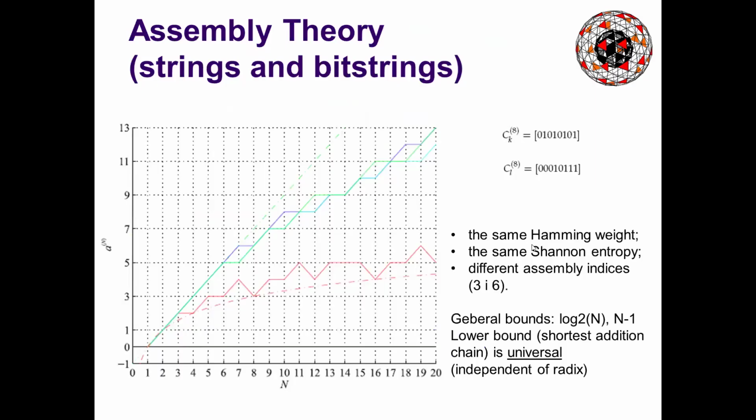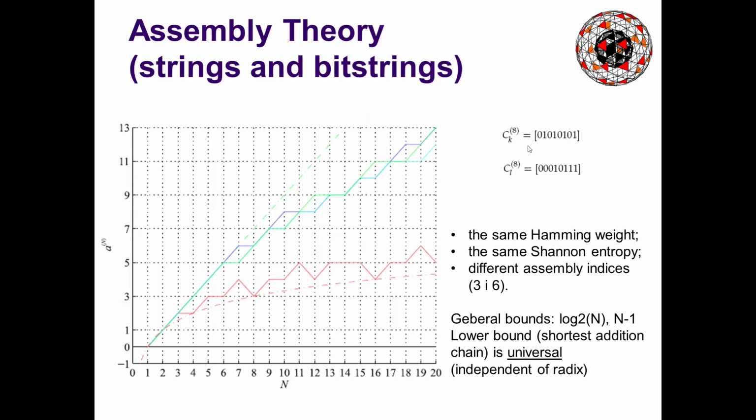Now, we use the theory to analyze bit strings. So consider, for example, these two bit strings. They have the same Hamming weight, meaning that the number of ones is the same. And consequently, they will have the same Shannon entropy. It will be entropy equal to 1 in bits, because there is the same number of zeros and ones, four zeros and four ones. However, the assembly indices of these bit strings are different.